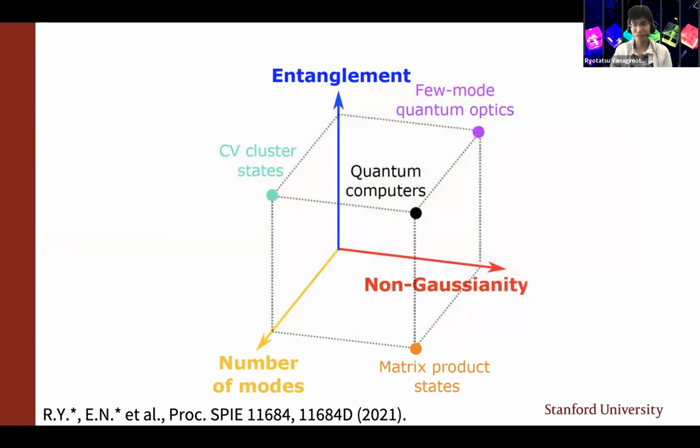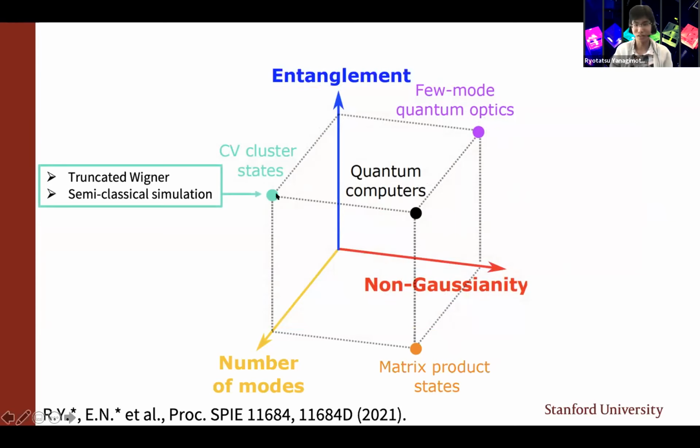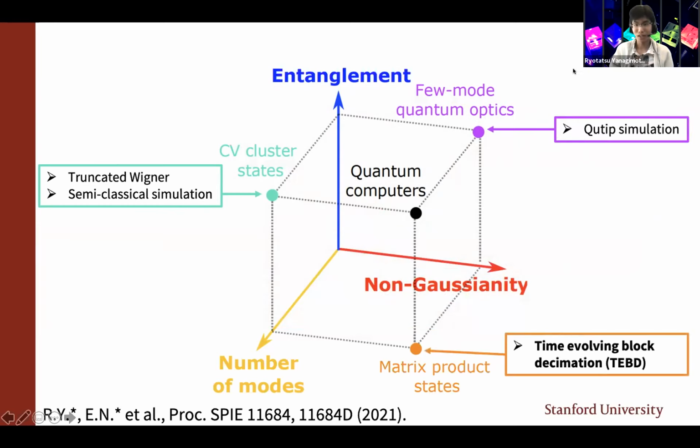So these are the numerical simulation techniques that can be used to simulate these states. For instance, for this case, we can use the truncated Wigner simulation, or semi-classical simulation, which allows us to capture these quantum states. Here we can just use QuTiP and fully diagonalize the Hamiltonian. And in here, Vidal has come up with this super cool trick called time evolving block decimation, which allows us to evolve an MPS in time under a certain many-body Hamiltonian.